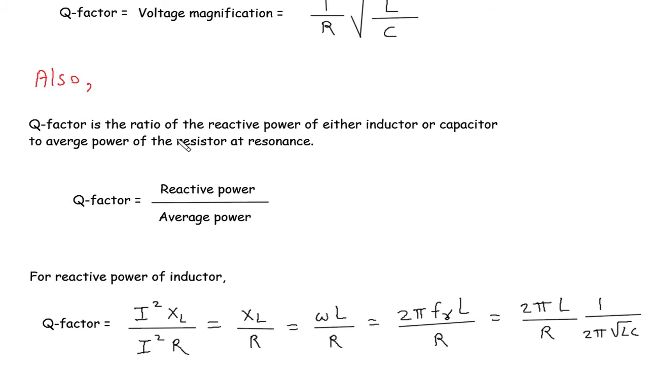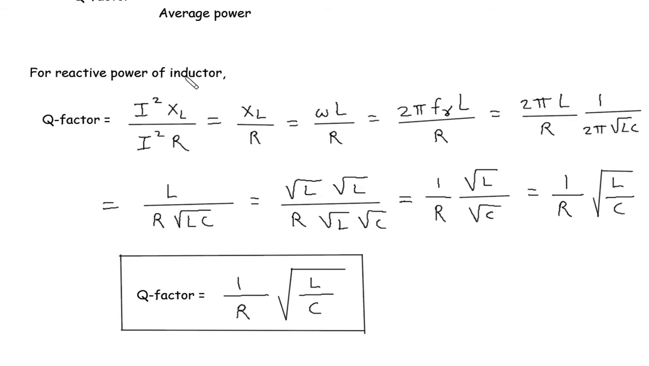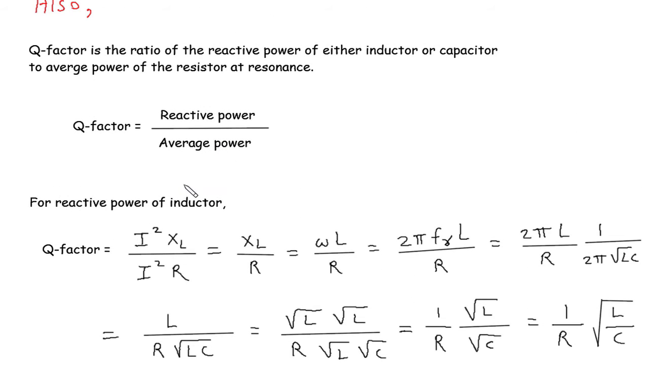Also Q factor is the ratio of the reactive power of either the inductor or capacitor to the average power of the resistor at resonance. So this is one more definition for Q factor. It is the ratio of reactive power to average power. Now the reactive power of the inductor is given by I square into XL, divided by average power. Average power is given by I square R.